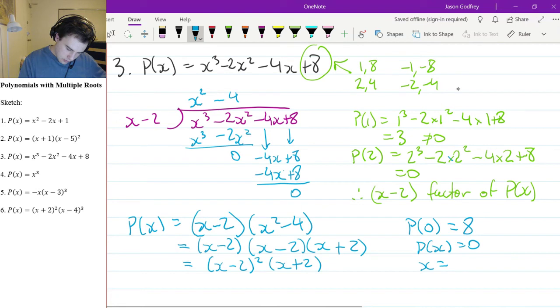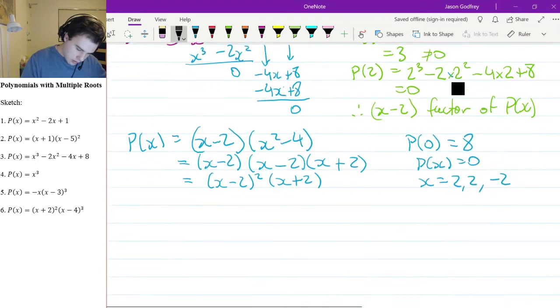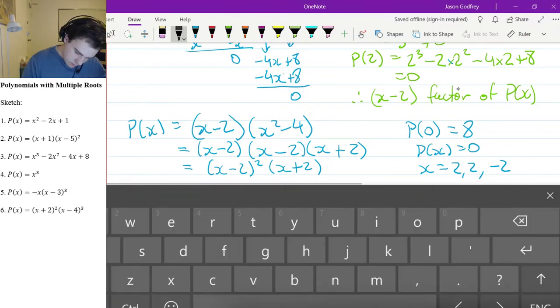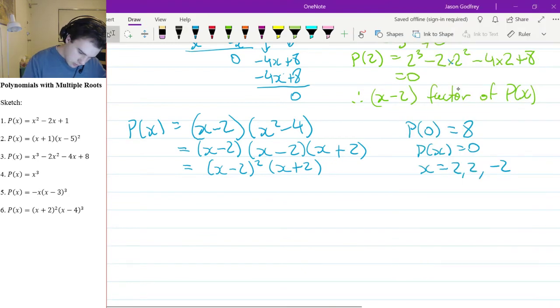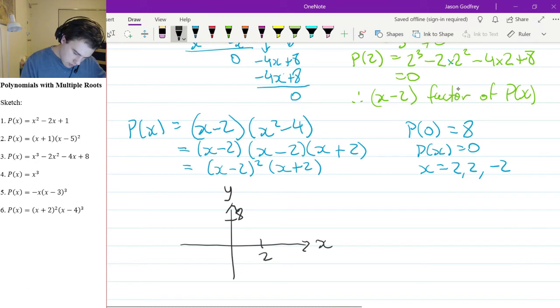And this polynomial in factored form equals 0 when x equals 2, when x equals 2 again, or when x equals negative 2. So that means there's going to be a double root there. So if we graph this, we're going to go through 8. 2 is our double root, so we're going to bounce off.